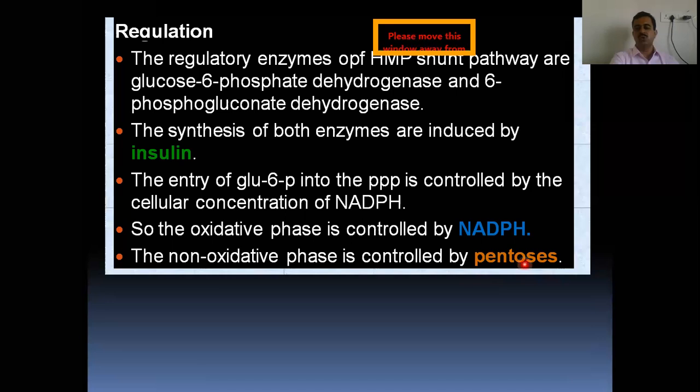Correct? So this is all regarding the pentose phosphate pathway. It is a little bit complex pathway as compared to glycolysis, but various different reactions in different parts of the body are being regulated by this particular pathway.